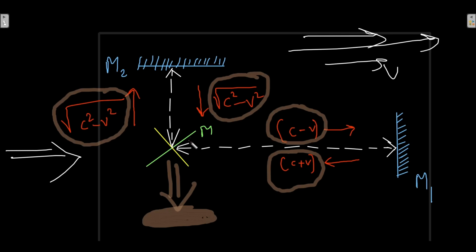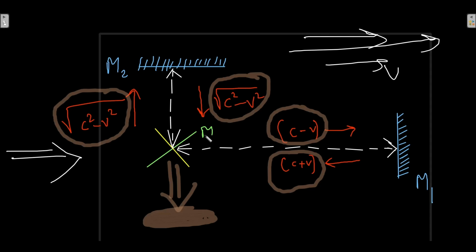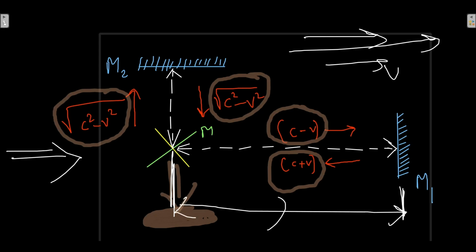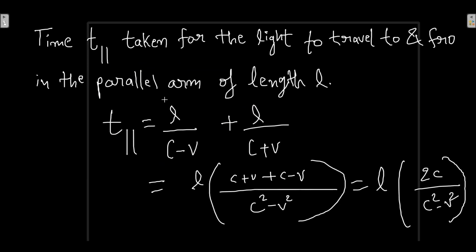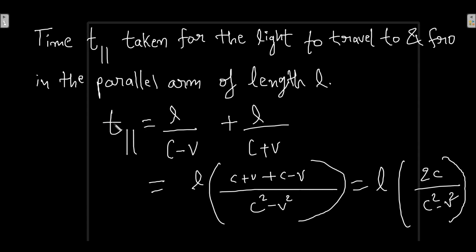Time t parallel will be required. It will go like this and it will come back. So the time t parallel taken for the light to travel to and fro in the parallel arm of length L. Let us assume that this particular arm has a length L. Suppose from this particular point up to here, the length is a small l. Then the time t parallel will be calculated in this particular manner: L divided by c minus v.